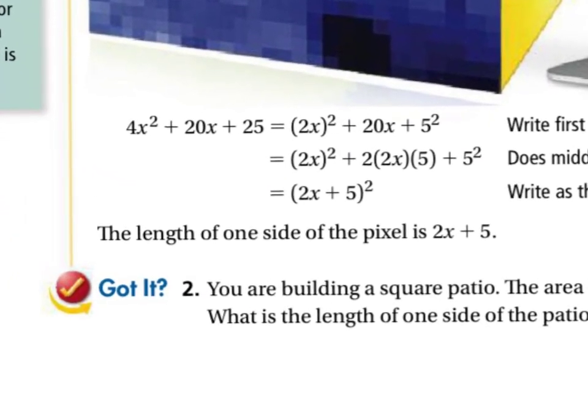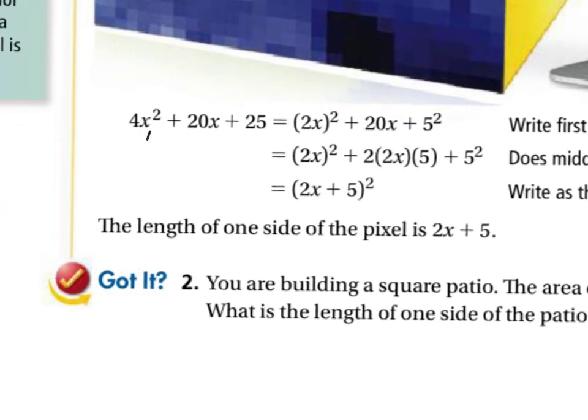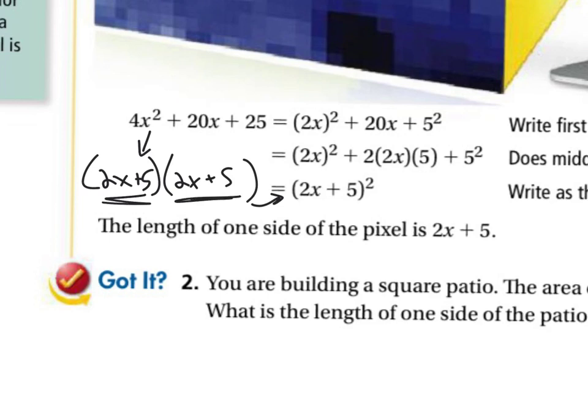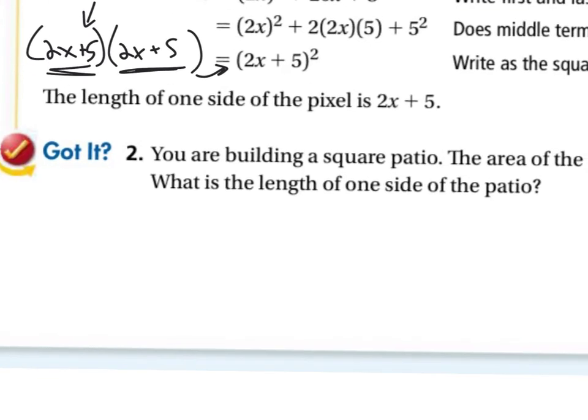And so the book went through their process. We could otherwise do like we've been doing these, and we'll get the same thing. So 2x plus 5 quantity squared is our area, or we could just actually go from this here and say that the length of one side is 2x plus 5. Both dimensions would be 2x plus 5 there. So similar idea on the got it 2.